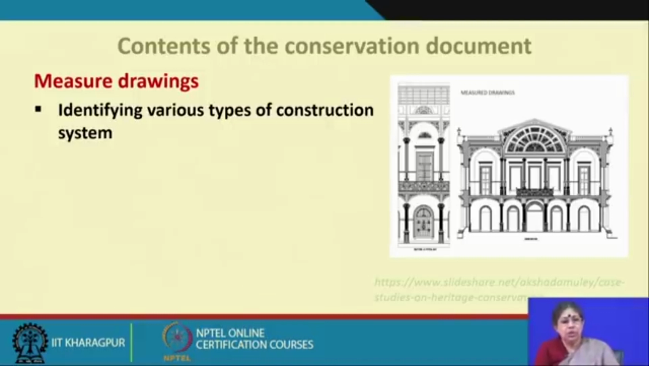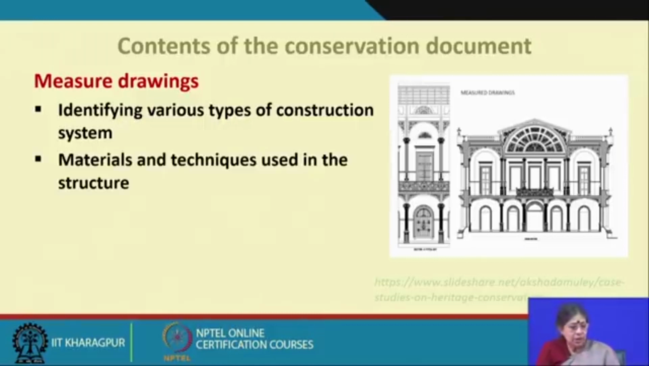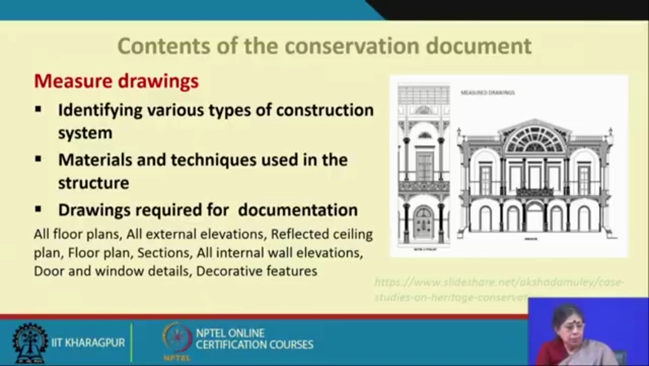The measured drawing is the basic document, but after it you have to work on it. Why? Because in the measured drawing, we identify the various types of construction system, what the original construction system was, and whether there were other repairs. All these things have to be understood. It is not just taking a measured drawing; every element and the construction system has to be taken into account and recorded. The materials used, the technique in the structure over the years, and any changes have to be recorded, supported with drawings.